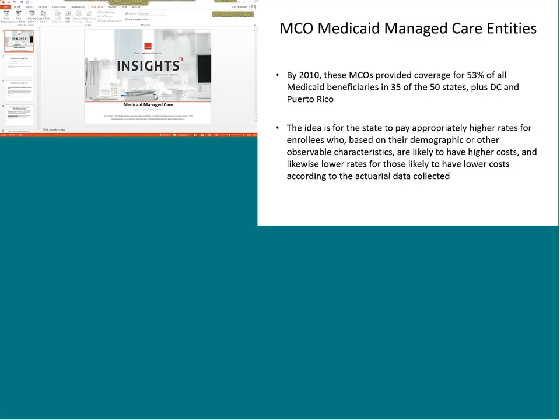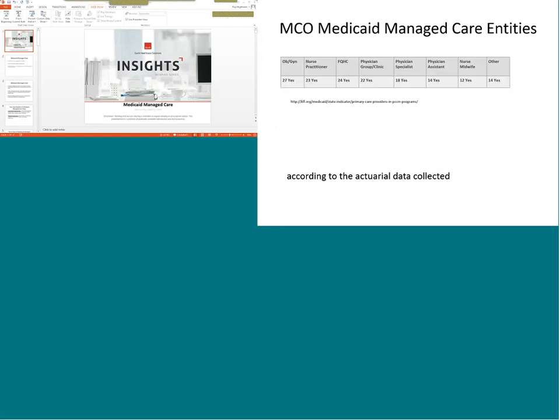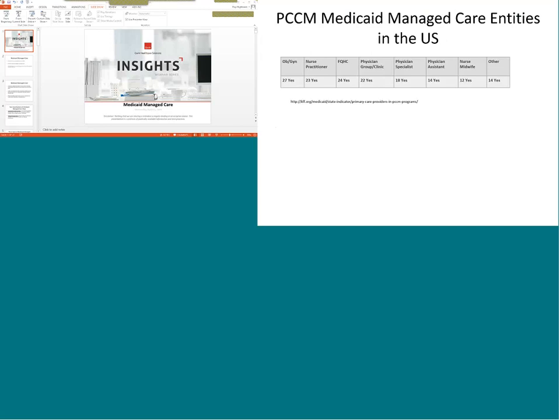And the idea is that the state would pay higher rates based on demographics and chronic diseases, or a combination of both, and therefore lower the costs, according to this data collected by the actuaries. The PCCMs, the gatekeeper type plans, do not account for that many in comparison to the MCOs. As you can see here, there are very few in the United States. The numbers are pretty low.